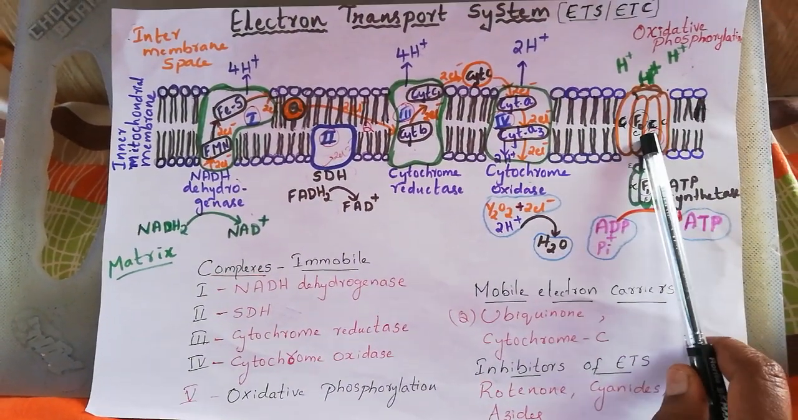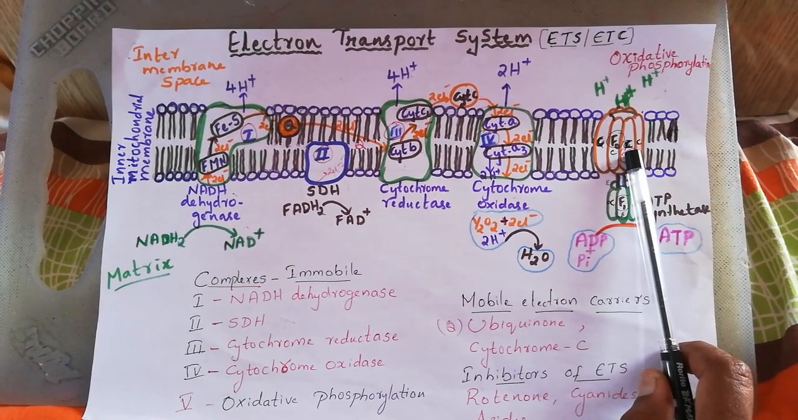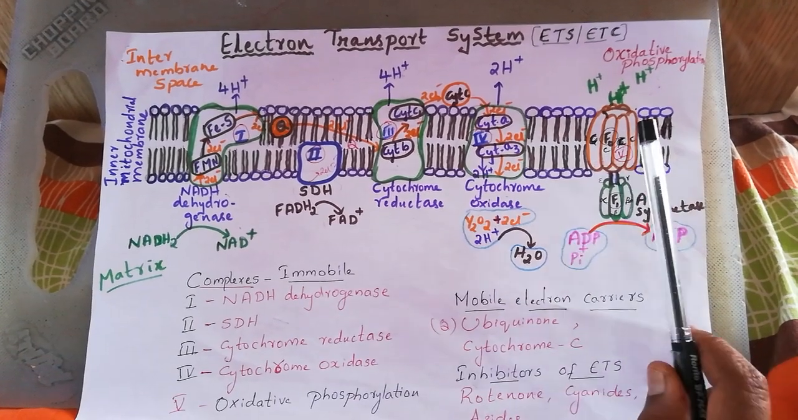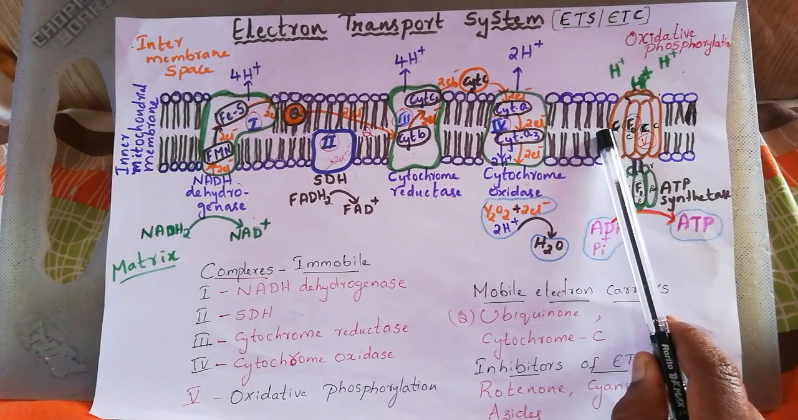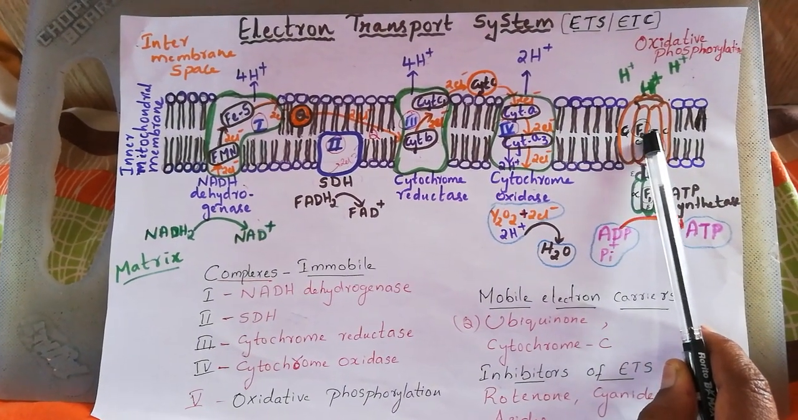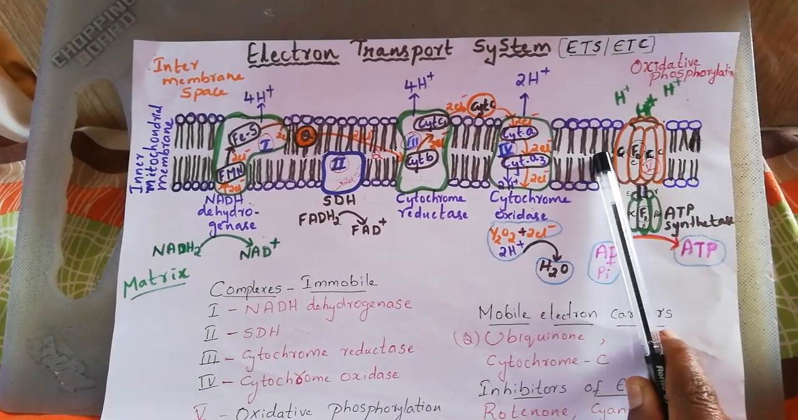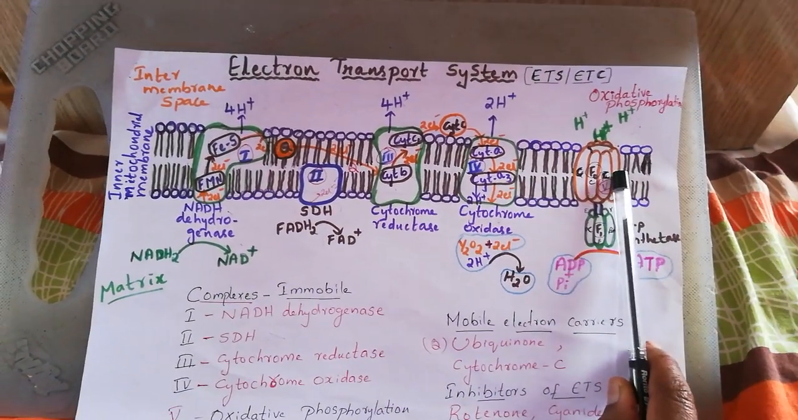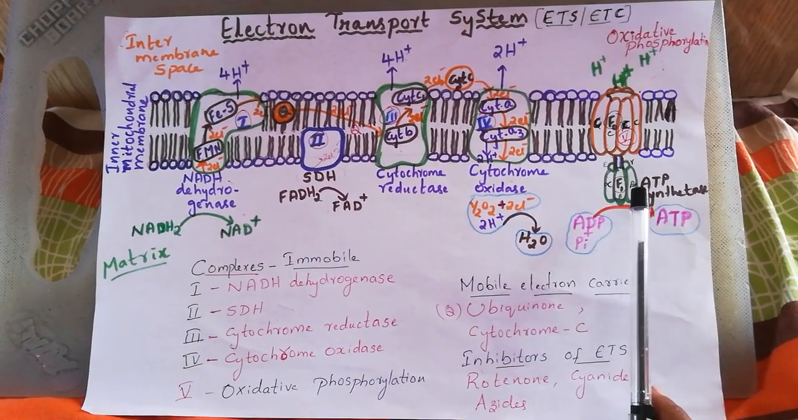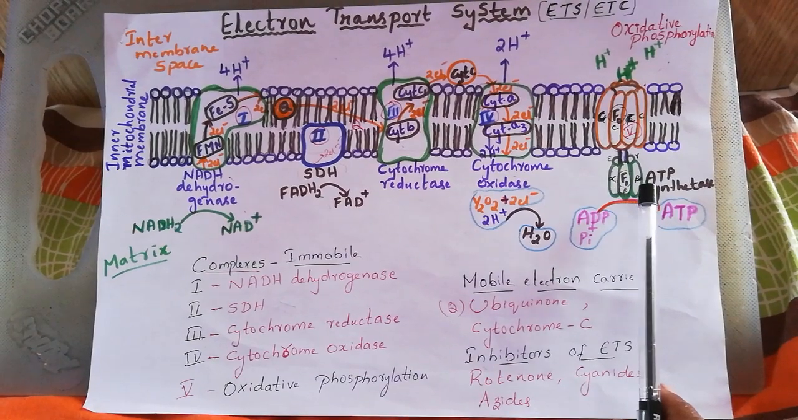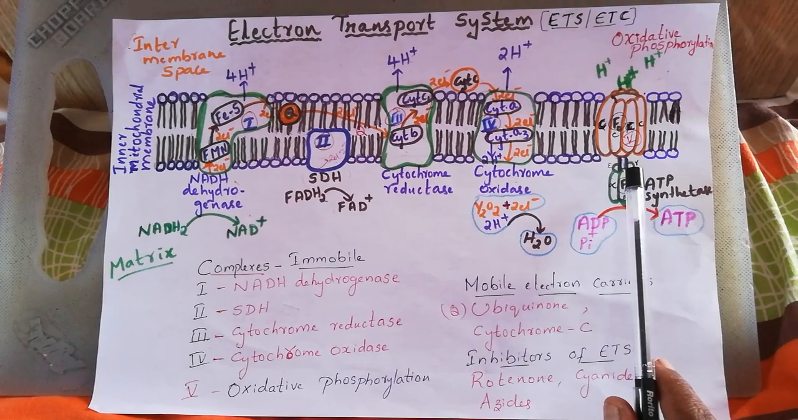Next, the fifth complex is involved in oxidative phosphorylation. It contains the F0 complex and the F1 complex, and the F0 complex contains C proteins, a total of 10 C proteins, which are arranged in a ring, and are rotatory. Next, the F1 complex contains 3 alpha subunits, 3 beta subunits, and 1 epsilon, 1 gamma and 1 delta.